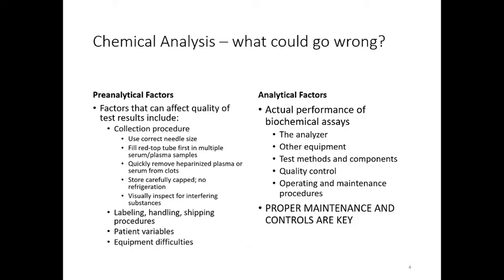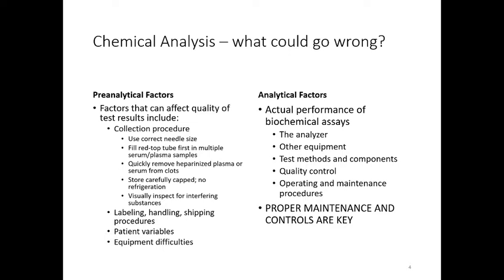We do want to store these samples carefully capped. We don't want to leave them open to the air because that will change things. And we don't need to refrigerate them. We want to look for anything that might interfere in the chemical machine, so anything in the sample that can cause a problem. Anytime we're shipping these samples, we want to make sure that they are labeled correctly, that they're with the right paperwork, that we're handling them correctly, and that they're shipped without delay. There will be some patient variables that will change the way that we might ship or test something, and there may be some equipment difficulties that we need to adjust for before we do any analysis.